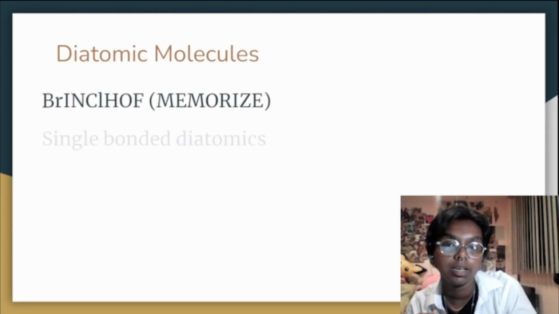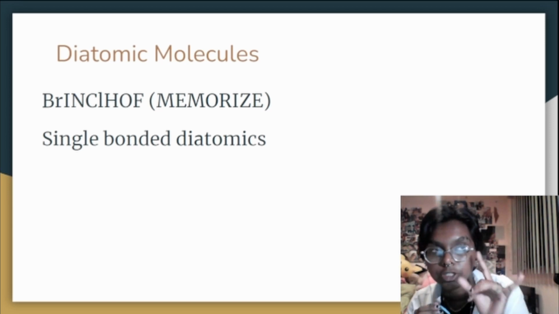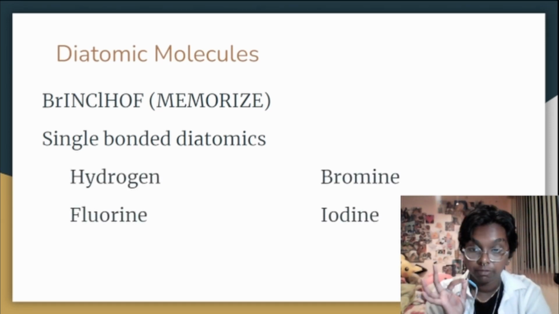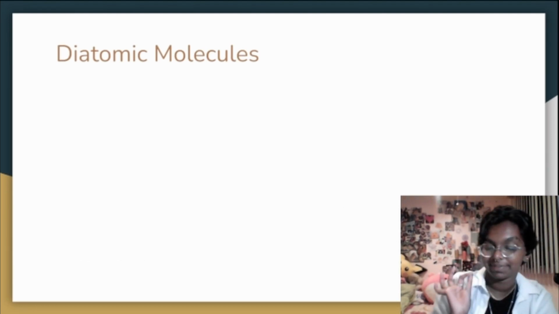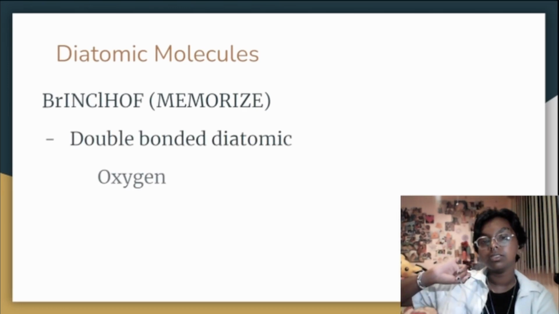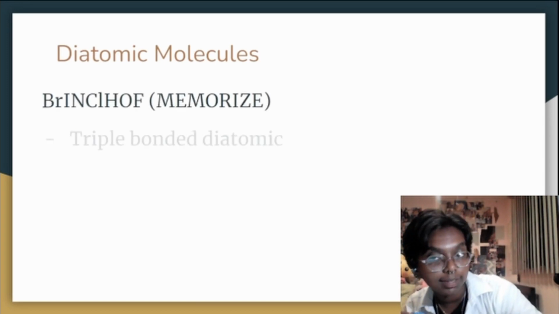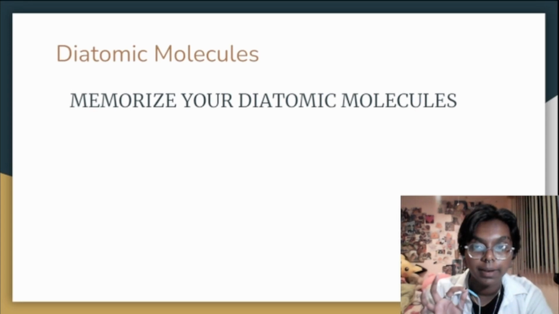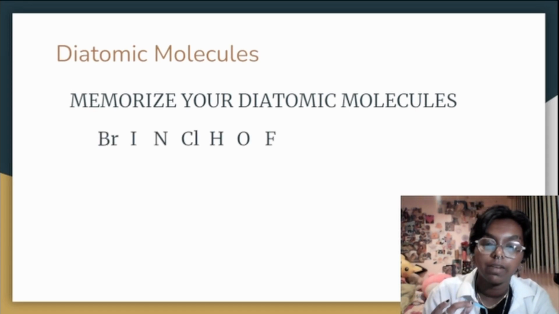In diatomics, you have single bonded diatomics, which means there is only 1 bond between the 2 atoms. The single bond diatomics are hydrogen, bromine, fluorine, iodine, and chlorine. I don't think you have to memorize that, but it's still good to know. Double bonded diatomics, just oxygen. Oxygen's the only one. And then triple bonded will be nitrogen. So you have to know your diatomic molecules, right? You gotta know all of them.